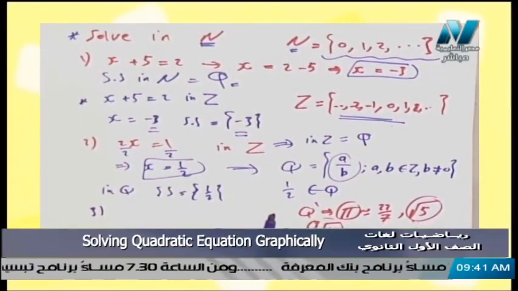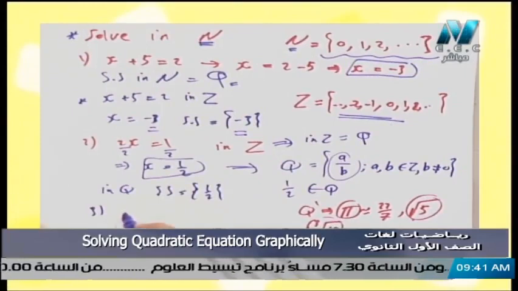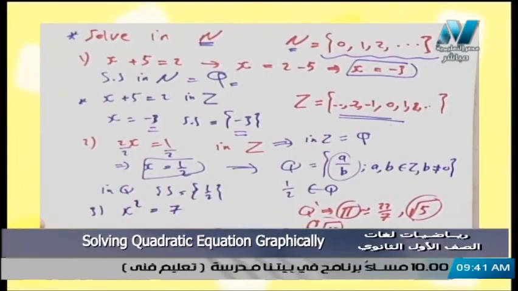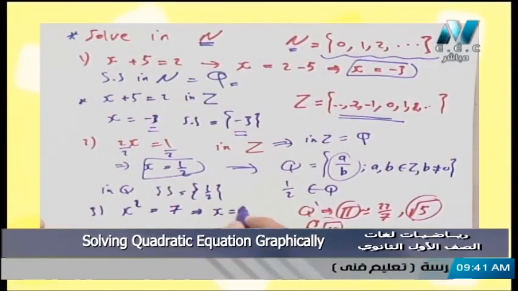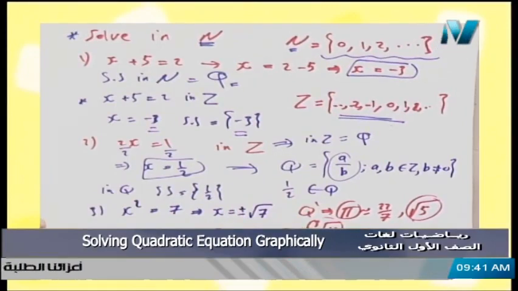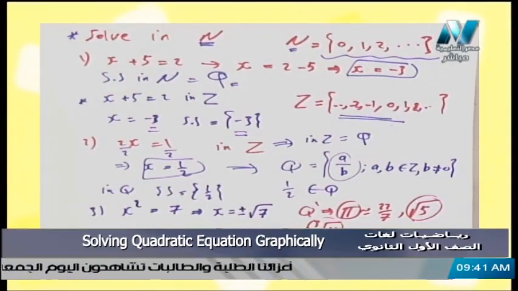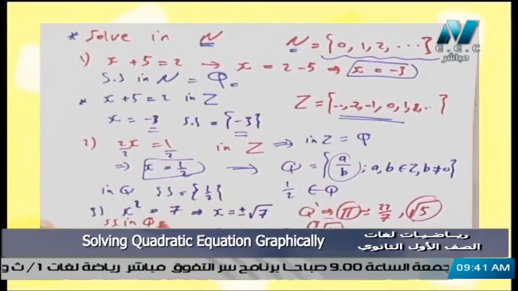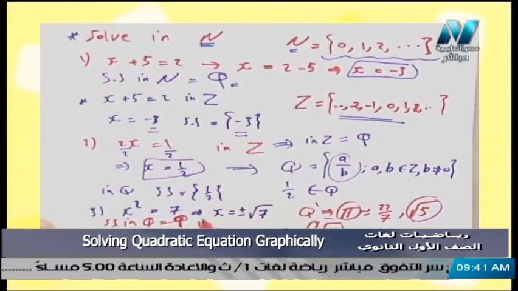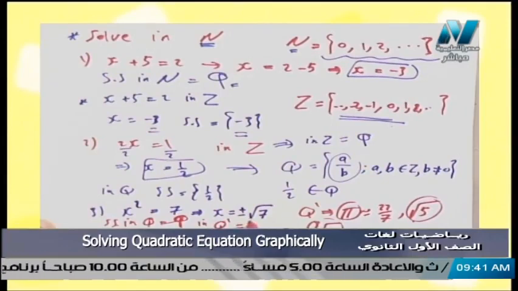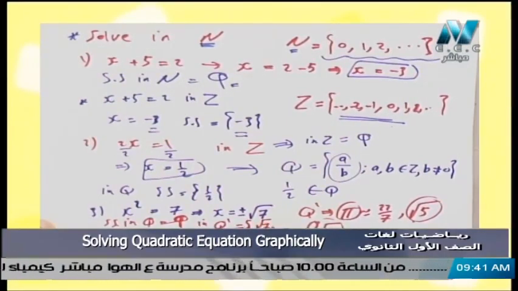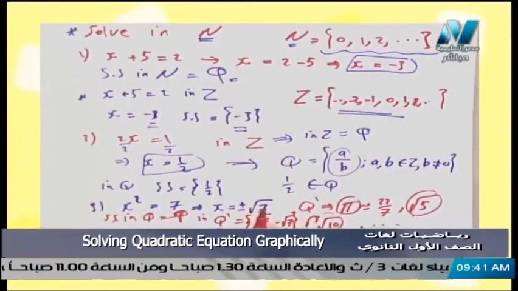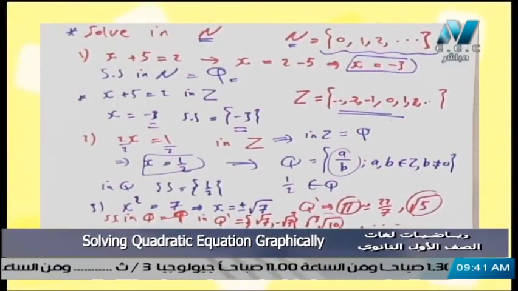Okay, so if we have an equation like that, x power 2 equals 7, so x will be equal positive or negative square root 7. The solution set of this equation in Q is empty, but in Q dash will be square root 7 and negative square root 7. Okay, so we will extend to real numbers.